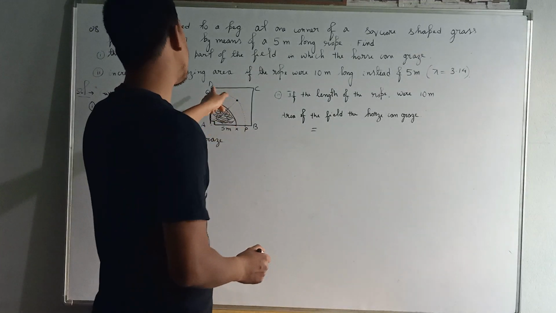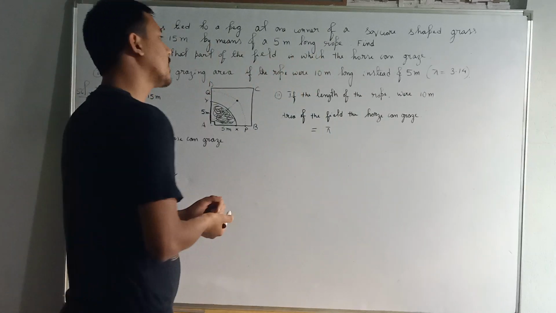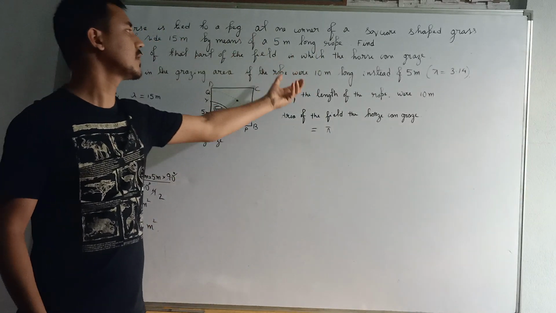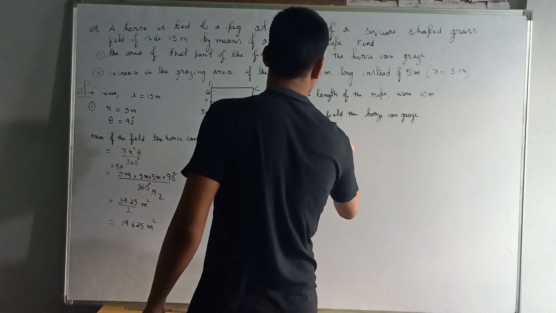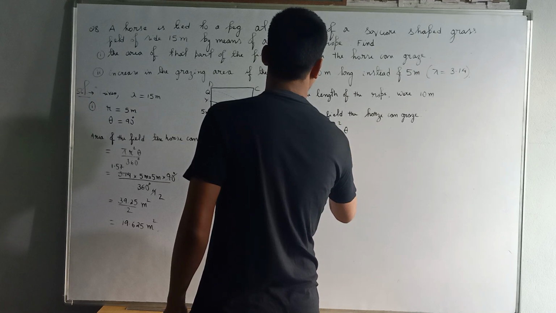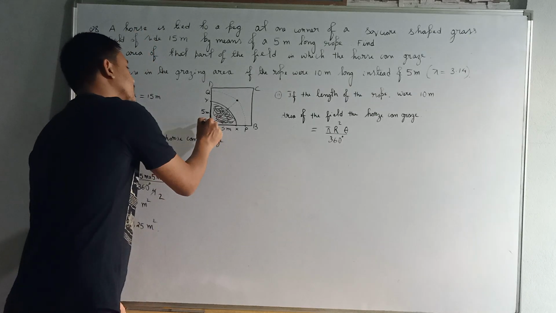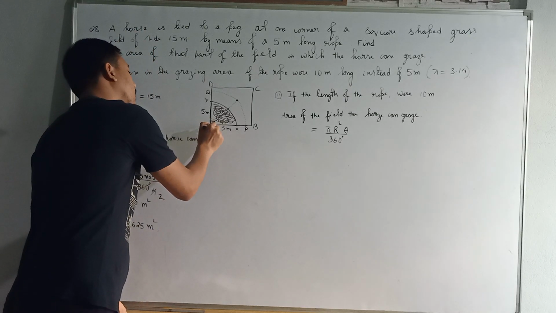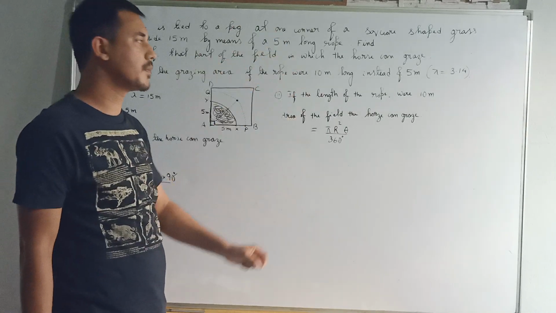So the area of the sector APQ is pi R square theta upon 360 degrees. This time the length of the rope is doubled. It's now 10, so I'm going to write the radius of the sector by capital R. Here the angle of the sector remains the same. Why? Because the horse is tied to the same point. It's just that the length of the rope is doubled.